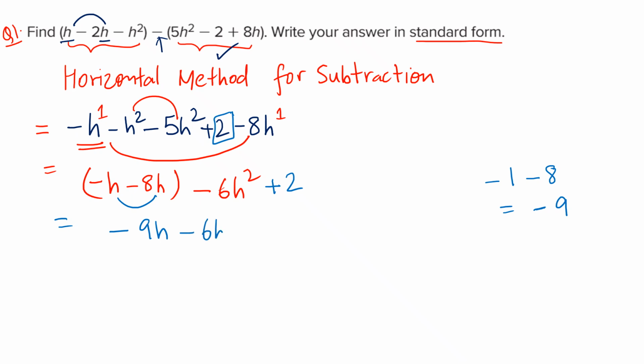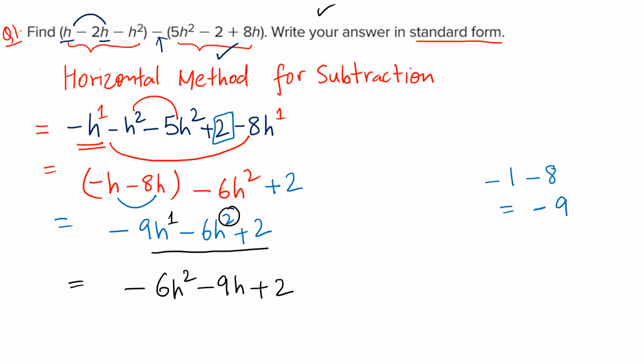Okay, next term is minus 6h squared plus 2. So this is your answer. But if you read the question properly, it asks you to give your answer in standard form. So let's do that. This first term is minus 9h. It has power 1. The second term is minus 6h squared. It has power 2. And this is just the number. So definitely I'm going to put the highest degree power minus 6h squared. Then the next one minus 9h, which has degree 1, and finally the constant, which has degree 0.